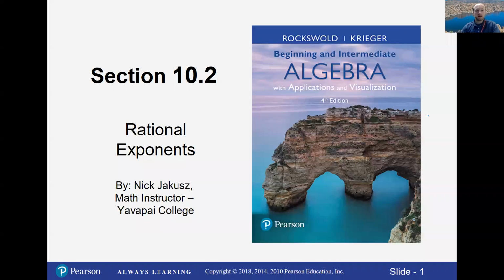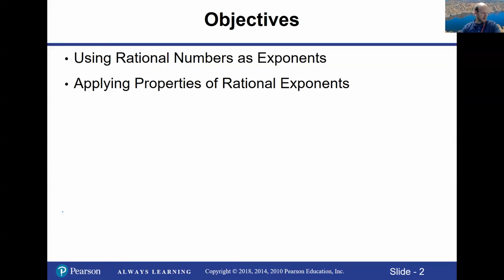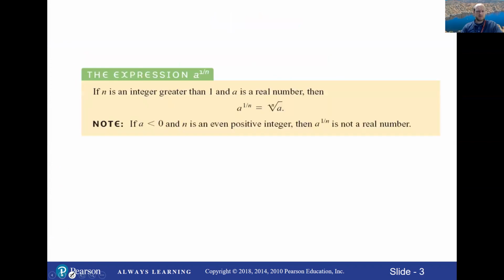All right, everyone, welcome to section 10.2. We're talking about rational exponents today. So let's get started. We got quite a bit to go through. We have a couple of different objectives today. We're going to use rational numbers as exponents, and then we're going to apply properties of rational exponents.